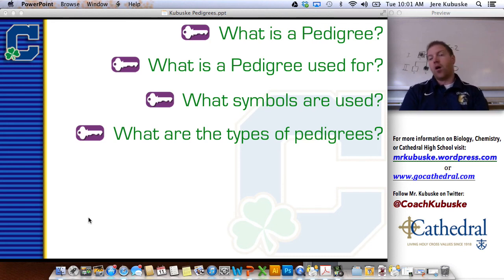Okay, hopefully that helps. We're going to do some practice with pedigrees. You're going to actually have to make your own pedigree based on one of these traits when we do our little project coming up. But this is pretty much it for genetics. We'll talk about dihybrids, and that'll be the end of it.